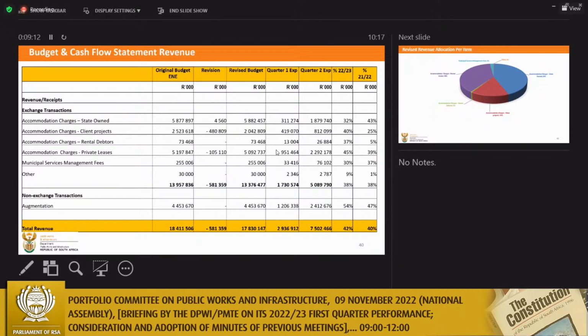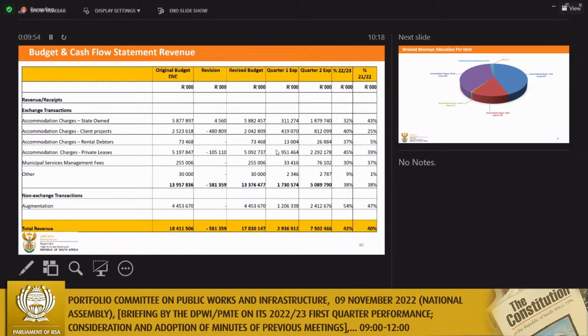And on accommodation charges, which is rental debtors, our projection was 73 million for the whole year, and we only received 13 million. On private leases, our budget is 5.2 billion, and we only received 951 million. On municipal services, which is management fees, our budget was 255 million, and we only received 33 million. Then the total of that budget was 13.9 billion against actual receipt of 1.7 billion.